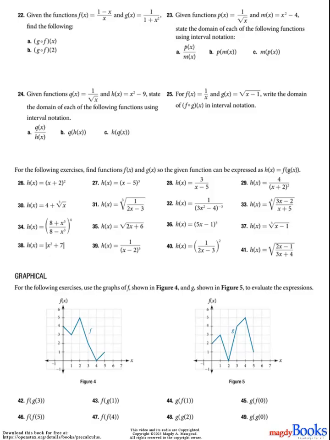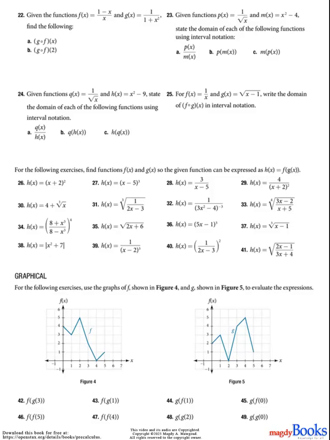30. h of x equals 4 plus cube root of x. 31. h of x equals cube root of 1 over 2x minus 3. 32. h of x equals 1 over (3x squared minus 4) to the power of negative 3. 33. h of x equals fourth root of (3x minus 2) divided by (x plus 5). 34. h of x equals ((8 plus x cubed) divided by (8 minus x cubed)) to the fourth power. 35. h of x equals square root of 2x plus 6.